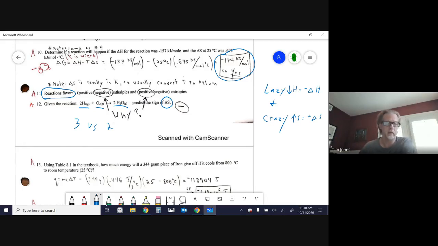Another thing you could look at is that we have 2 different chemicals. We have an H2 and an O2, and over here we only have 1 chemical. Now, the molecule is more complicated, but that's less types of things. So that's another reason that the entropy is going down. That would be a negative delta S.